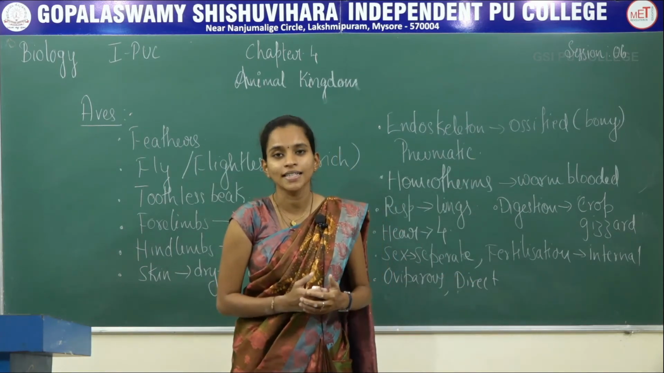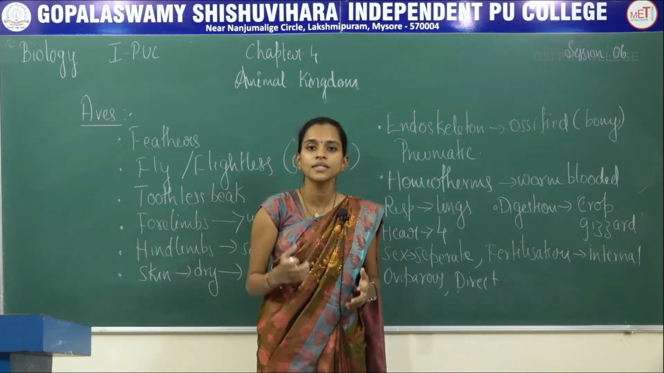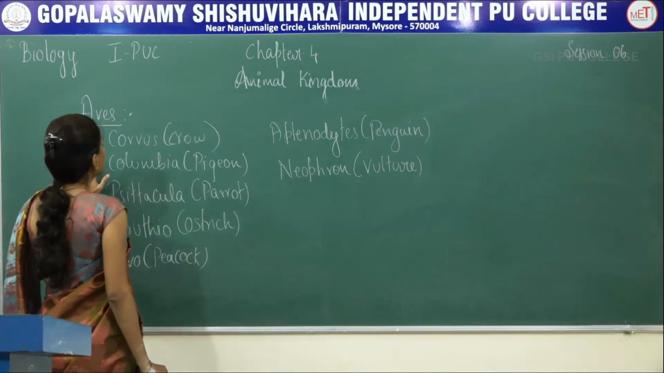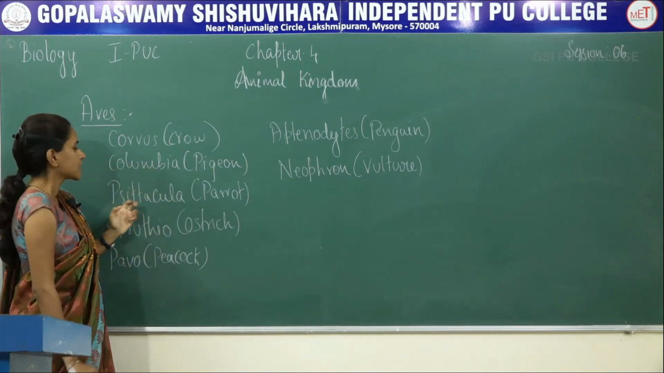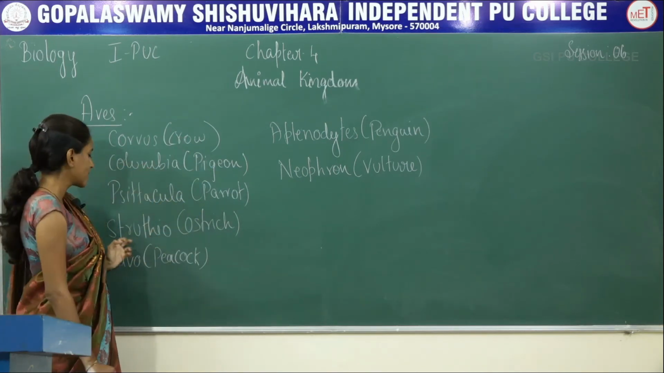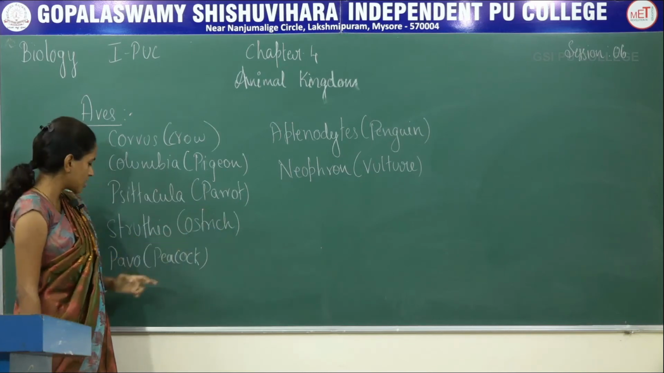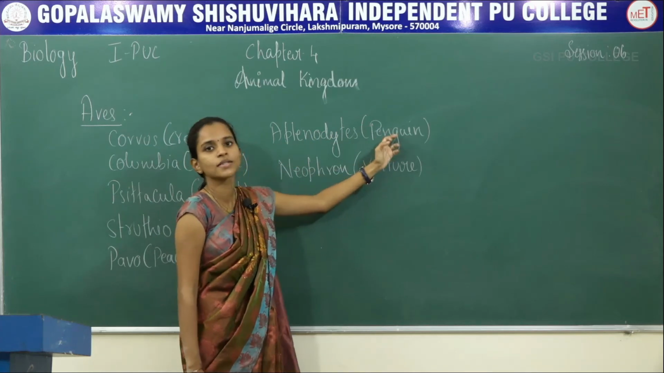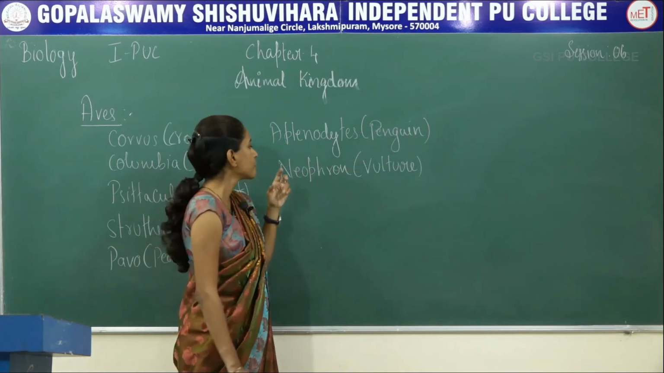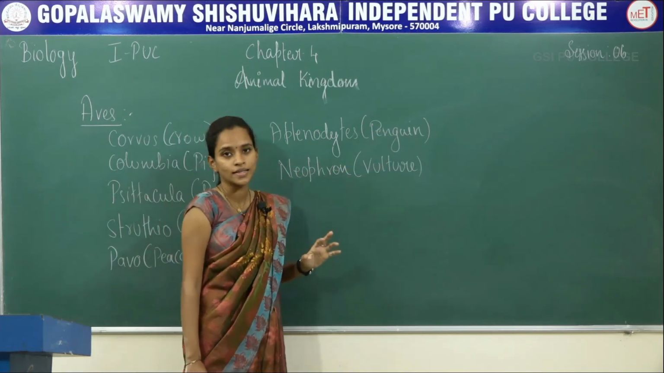So these are the characters. Next we will study a few of the examples coming under class Aves. Examples will be Corvus, crow; Columba, pigeon; Psittacula, that is parrot; Struthio, that is ostrich; Pavo, that is peacock; Aptenodytes, that is penguin. This is one more example of a flightless bird; Neophron, that is vulture.